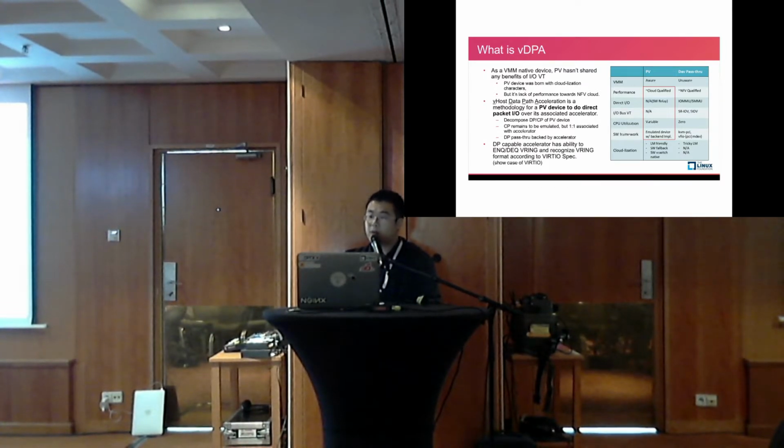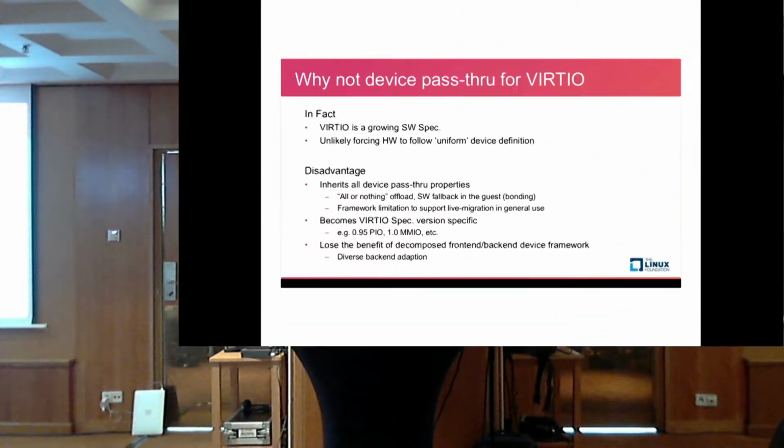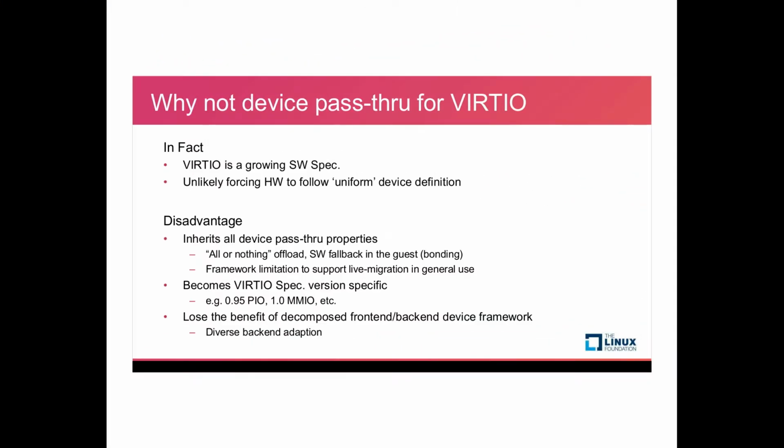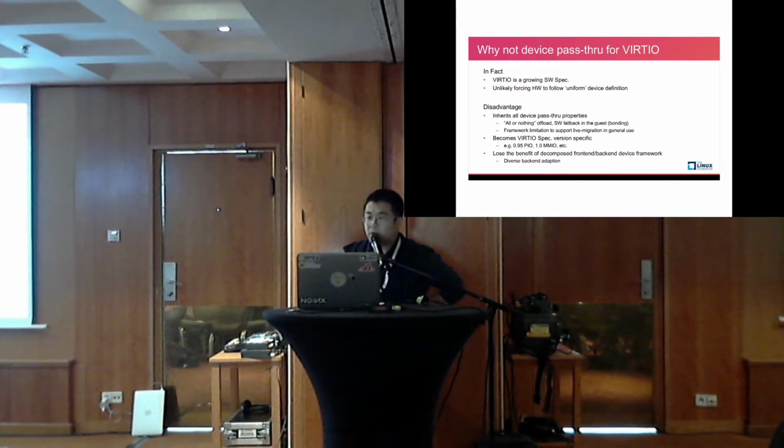We also assume that you have an accelerator which has the minimal feature set, which is the ability to enqueue and dequeue the vring, and also recognize the vring format, just to follow the virtio spec. And people may ask, if you already have a virtual I/O capable device, why not just do the device pass-through, and why are you trying to just pass through the data path?